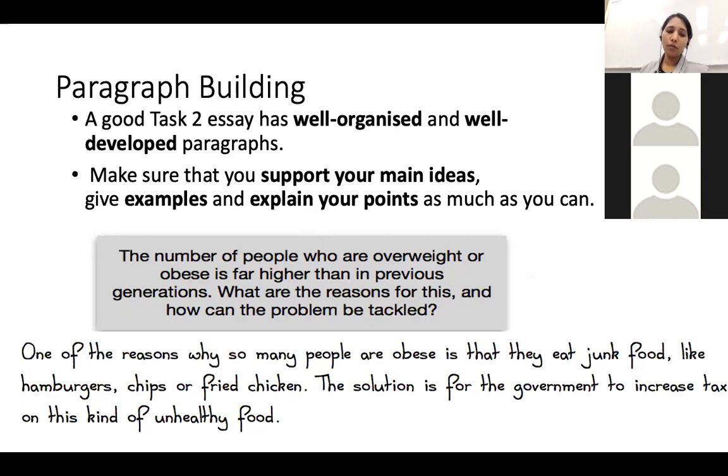So the number of people who are overweight or obese is far higher. What is the reason? How can the problems be tackled? So on one grid, you write reasons. You divide it into 2. The other one, so you make it into 4. You write reasons, and then you write solutions. Maybe you make 2 points for this, maybe 2 paragraphs, just to make your ideas clear.